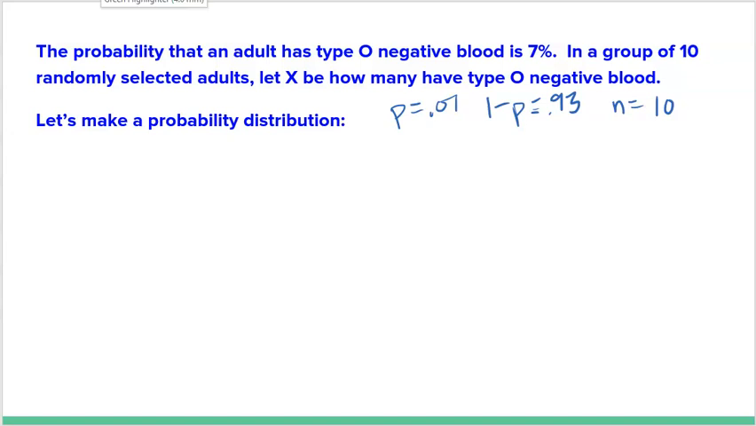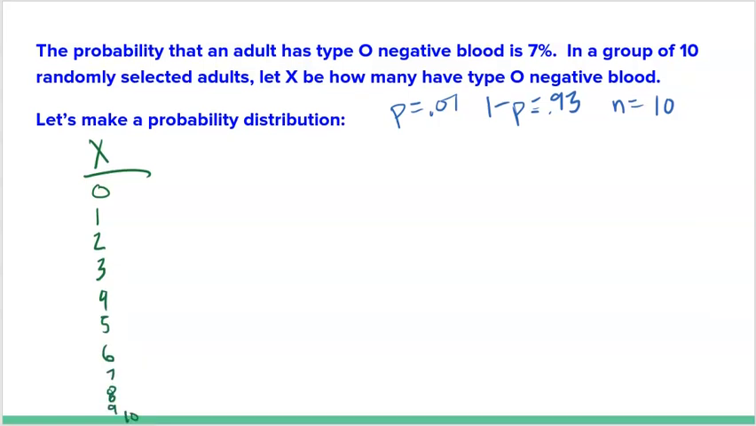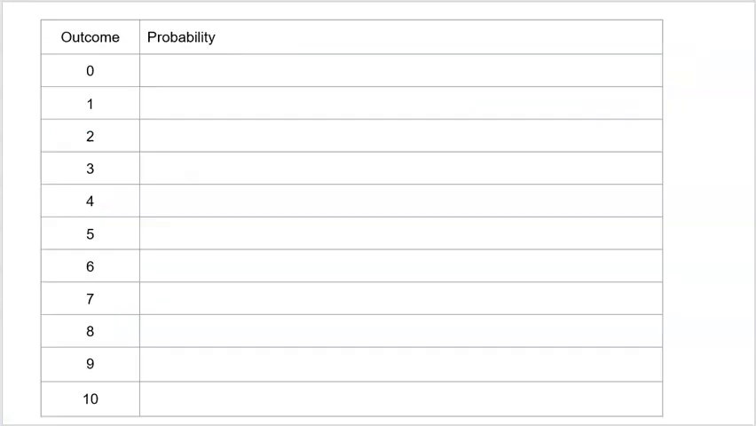All right, so let's make a probability distribution. Now remember, a probability distribution has X, all of the outcomes. We're looking for how many people have type O negative blood. Well, if there's 10 people, none of them can. 1, 2, 3, 4, 5, 6, 7, 8, 9, 10. I ran out of room. You know what? Let's make this nicer. Here is a very nice, pretty chart for all the outcomes. This is discrete because I just made a list of all the different outcomes for how many people could have O negative blood. Now I just got to find the probabilities.